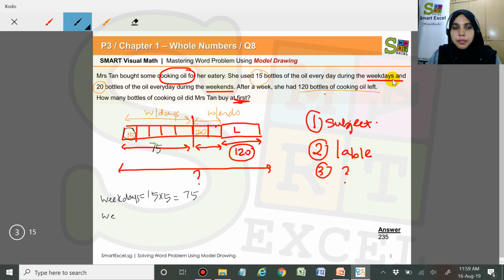So the weekends is 20 times 2, which is 40. Alright, so we know now this is 40. Okay, then you know you need to find all together, so it's a total. So total will be 75 plus 40 plus 120, which will give you the final answer, 235. Okay, so this is the final answer.